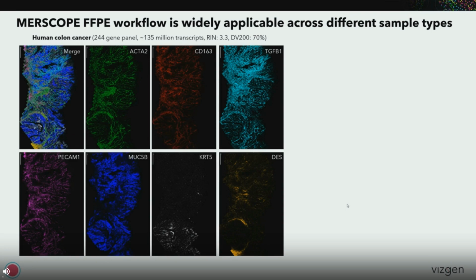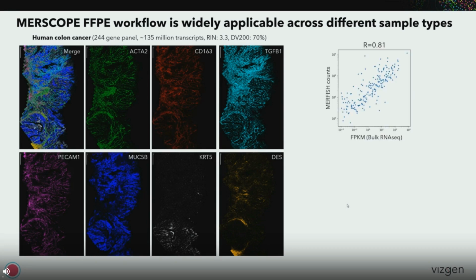And again, as you can see from the picture here, I highlighted 7 genes here: ACTA2, which labels the smooth muscle actin, CD163, a macrophage marker, PECAM, the endothelial marker, keratin, mucin, and TGF-beta. You can clearly see the very beautiful structure that these genes are highlighted in the colon cancer.